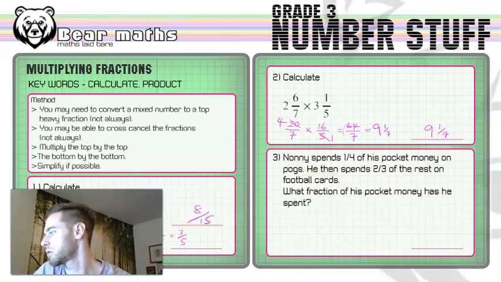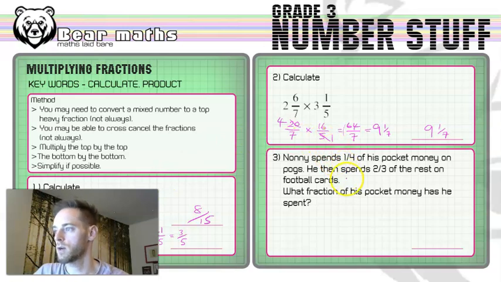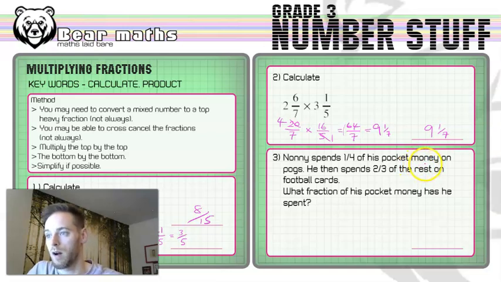Now, in question 3, we've got a little bit more of a trickier question. We've got Nonny, who spends a quarter of his pocket money on Pogs, and Pogs are fantastic. If you don't know what they are, you are young, and you probably are watching these videos, because why else would you watch them as an adult? No one needs their GCSEs as an adult, do they? Not many people anyway. So, he then spends 2/3 of the rest of his pocket money on football cards. Okay, so things I used to collect when I was your age.